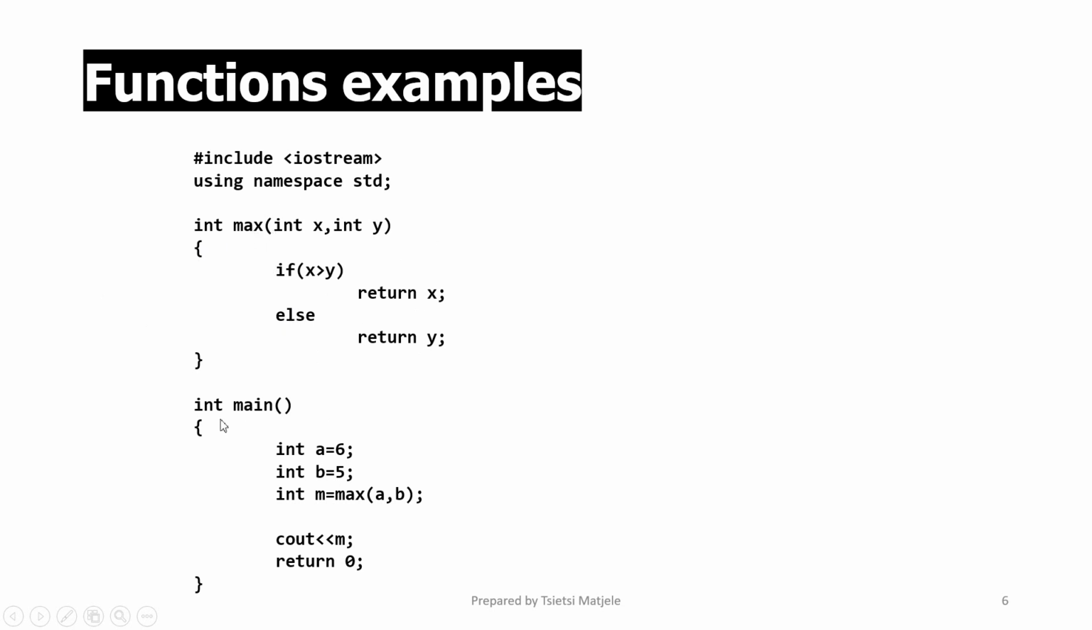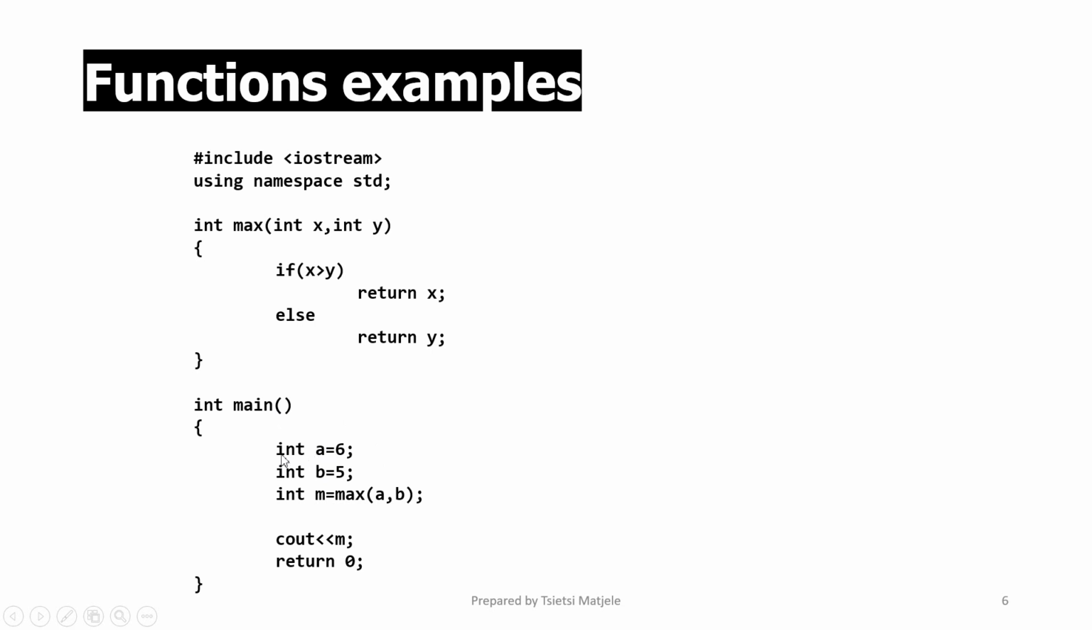We also have another function here, which is called the main function. Remember, when the program runs, it runs from the main function. Each and every C++ program must have the main function. So we have int main. Now we start to declare our variables here, and assign them values.